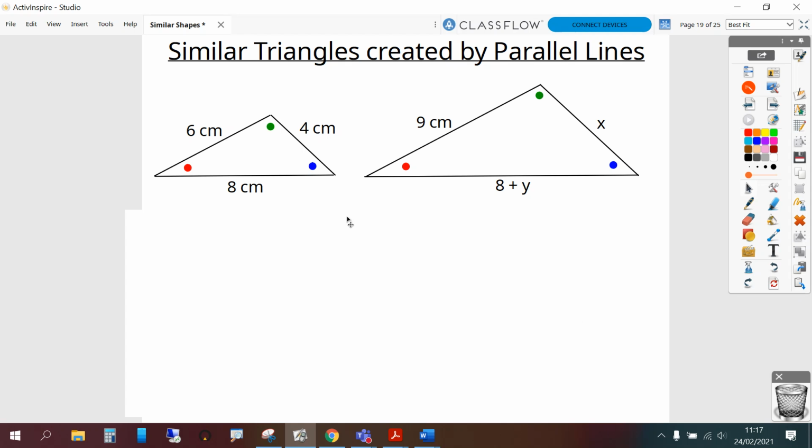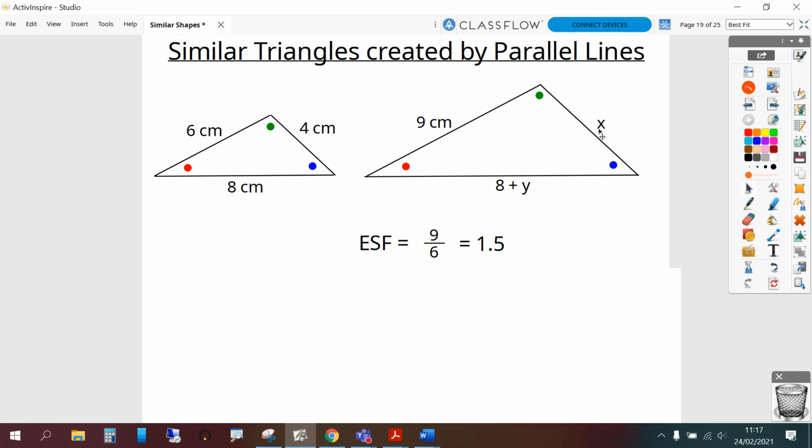So we need to look for corresponding sides. Well, 4 corresponds with x and 8 corresponds with 8 plus y. The two that we have the number for is the top left side, 9 corresponding with 6. So we have an enlargement of 9 over 6, which is 1.5.